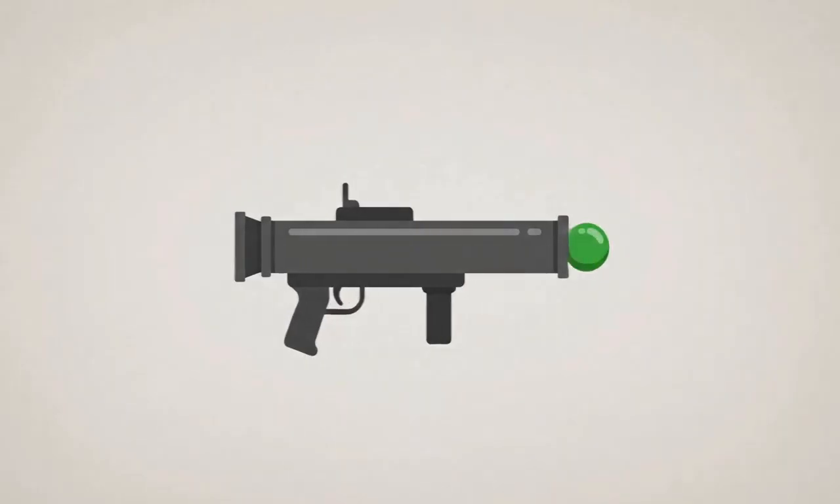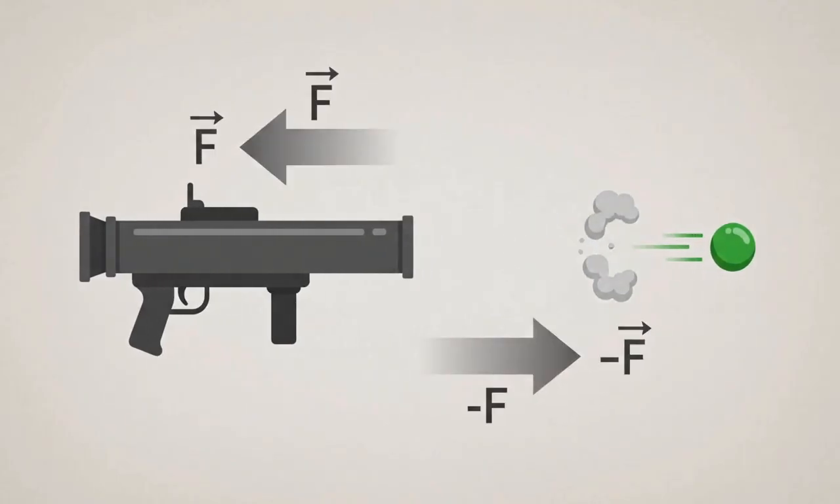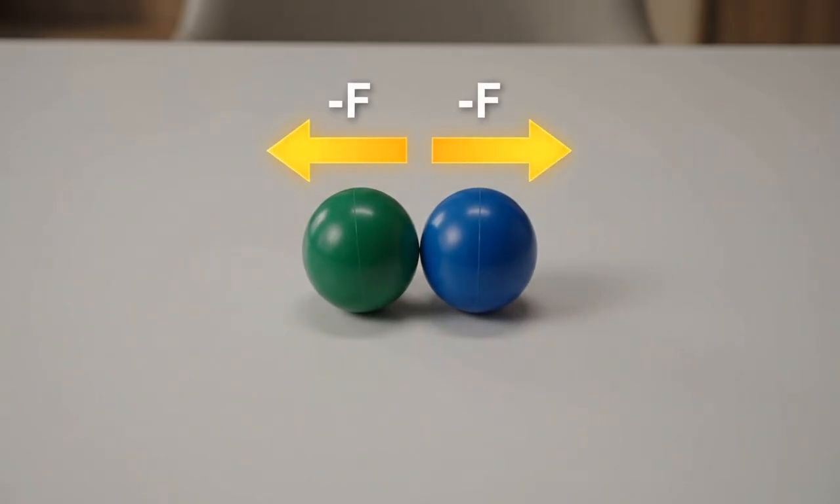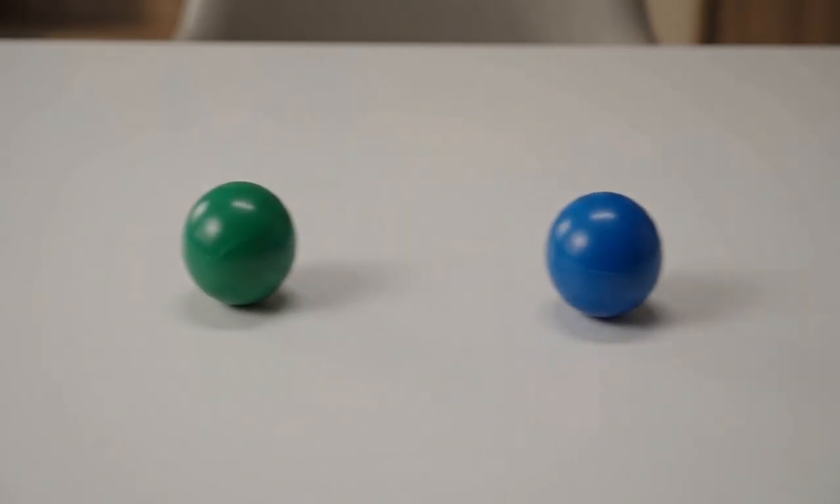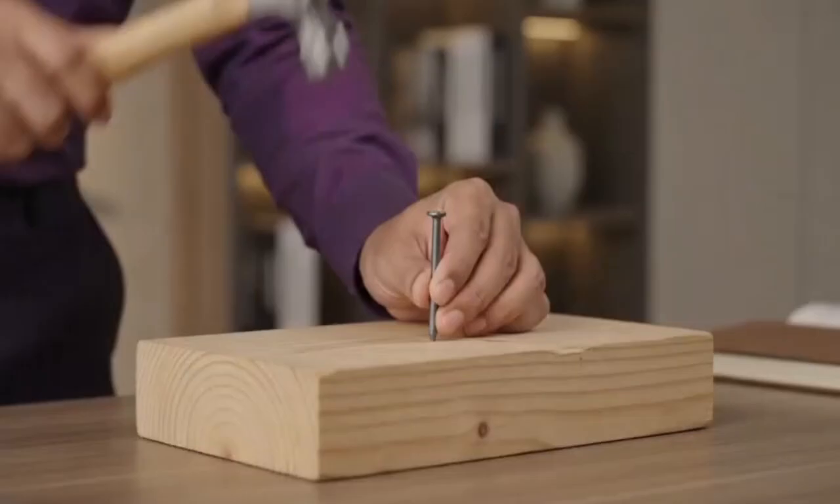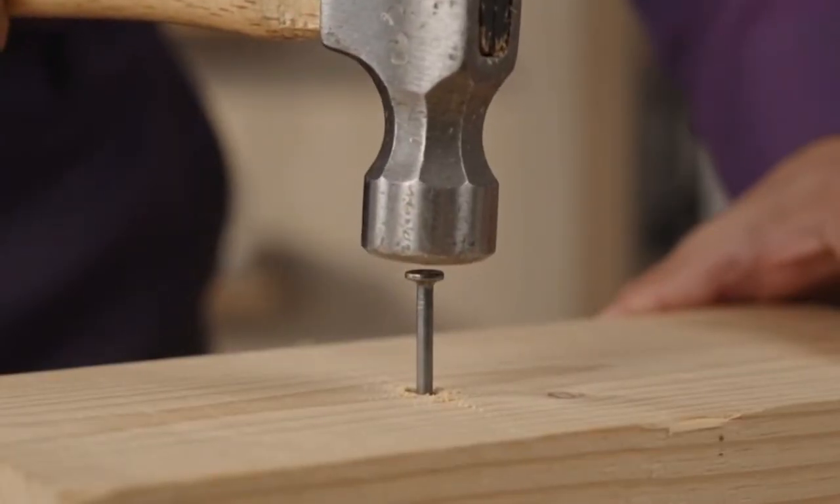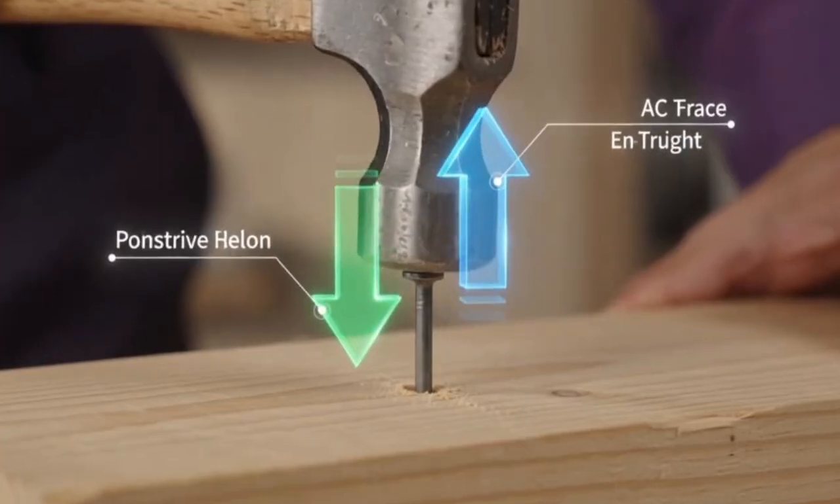Another example is recoil. When an object is pushed forward, the device experiences an equal reaction force in the opposite direction. During a collision, each object exerts a force on the other. These forces are equal in magnitude and opposite in direction. When a hammer strikes a nail, the hammer pushes the nail, while the nail simultaneously pushes back on the hammer.